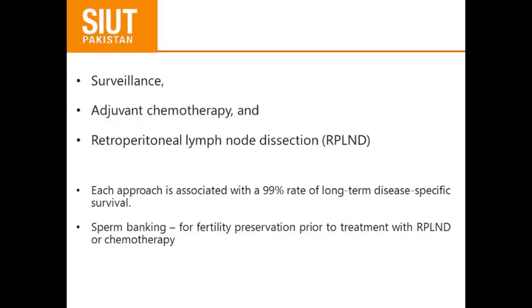So mainstay of treatment in stage 1 tumor includes surveillance, adjuvant chemotherapy, and retroperitoneal lymph node dissection in some cases. Now, each approach is associated with 99% of long-term disease-specific survival. A sperm banking option can also be provided to those individuals who are concerned with fertility preservation prior to treatment with retroperitoneal lymph node dissection or chemotherapy.